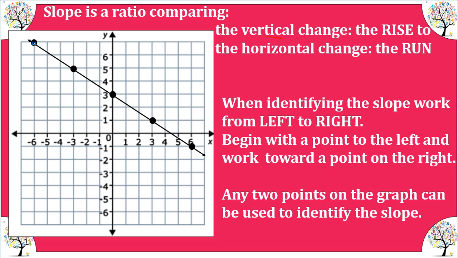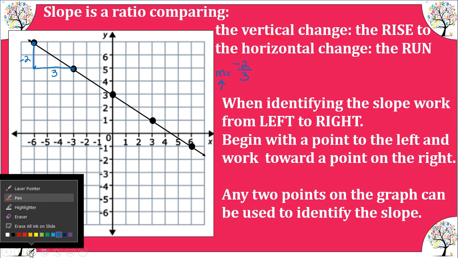So we're going to ask ourselves, how did we get from this point to this point? First, vertically. So we are going to go down 1, 2. So that's -2. And then the horizontal change, the run, is going to the right, 1, 2, 3. So we had a rise of -2, a run of 3, and this is our slope. And we do use the variable m to represent slope.